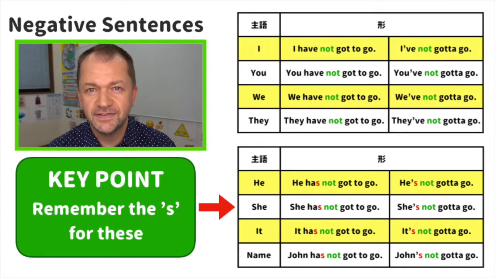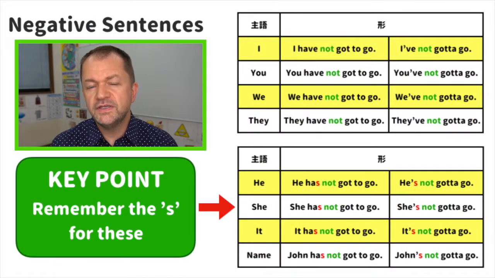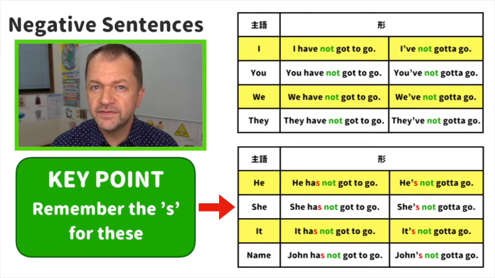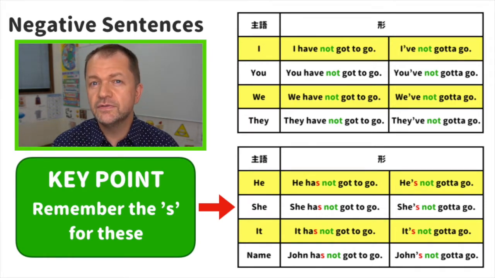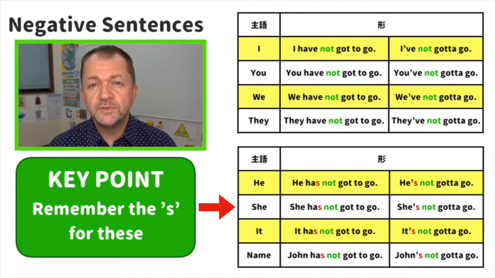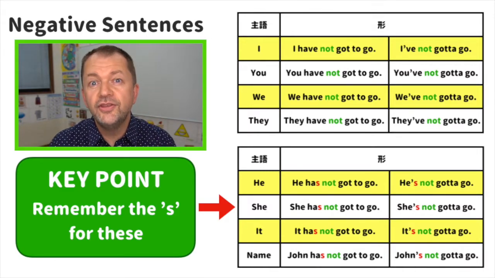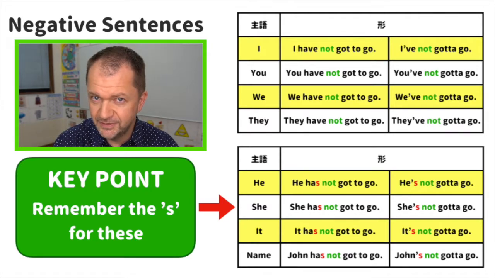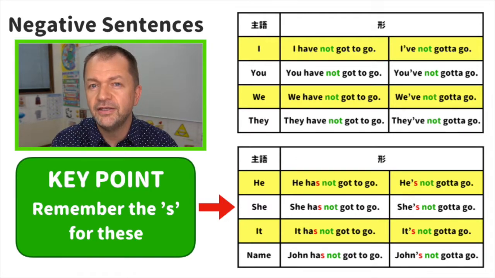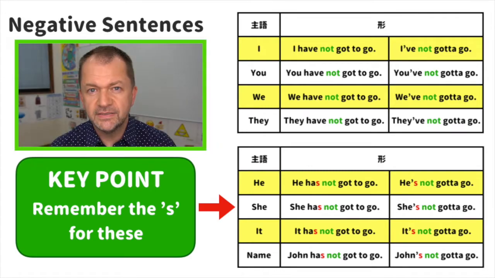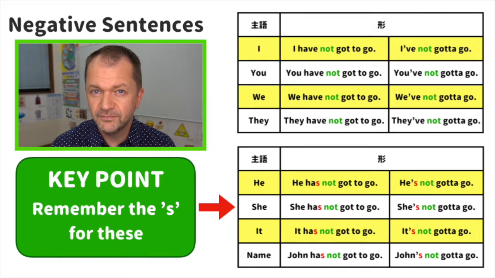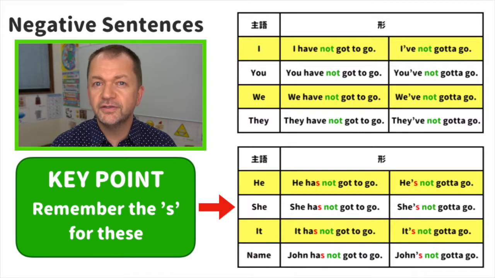Negative sentences. So using gotta in a negative sentence is actually not so common. Most people would probably use don't have to, but here's what it looks like with gotta. Remember, the not always goes before the got. You can see it down in green. He's not gotta go. John's not gotta go.